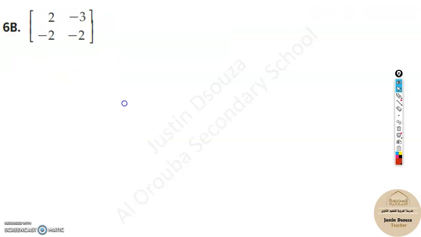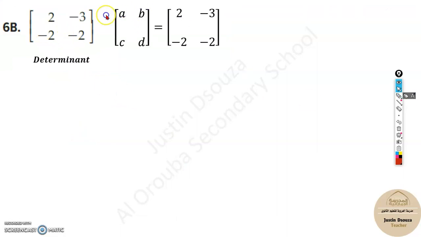Let's see how to find an inverse now. The same thing over here. This is for the inverse. Now, always remember, the digits over here of the matrix are considered to be A, B, C, and D. It starts with the first row. You start, this is one, like A, B, C, D. Okay. Then these are 2, -3, -2, and -2.